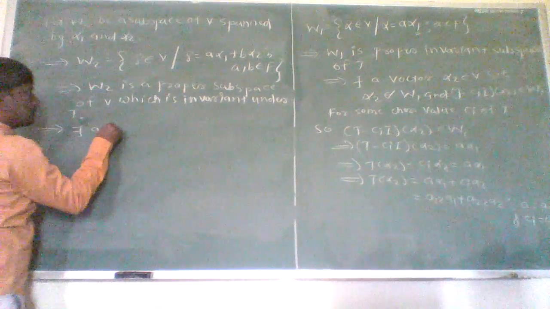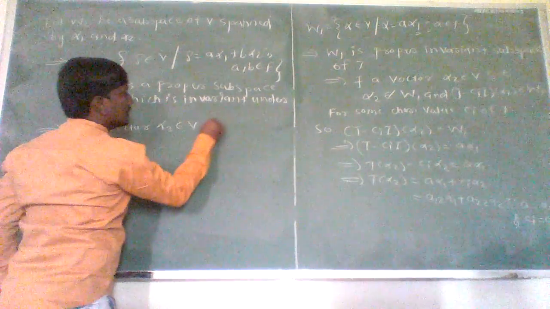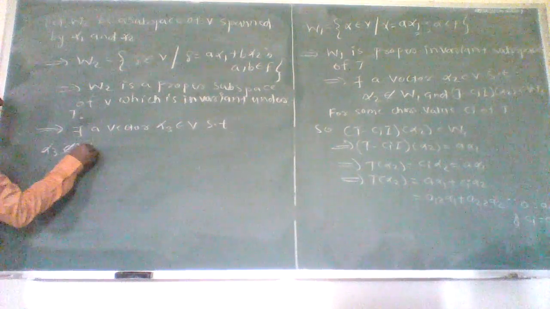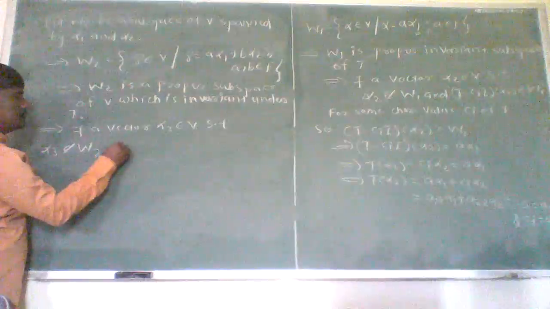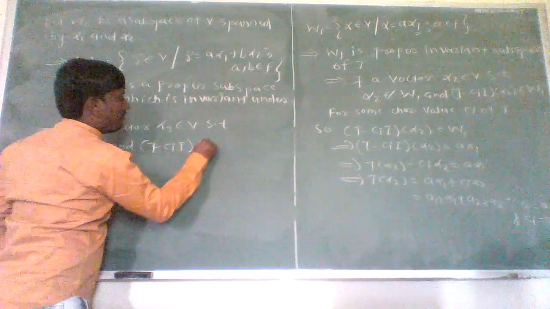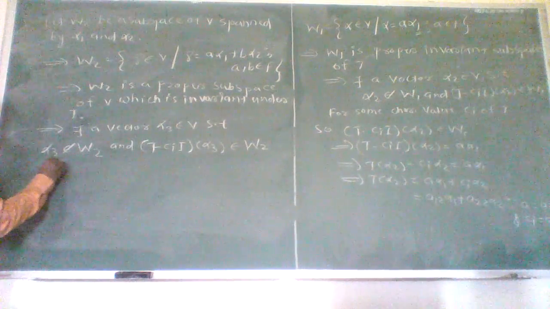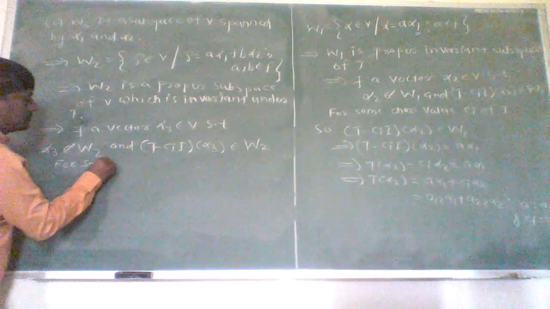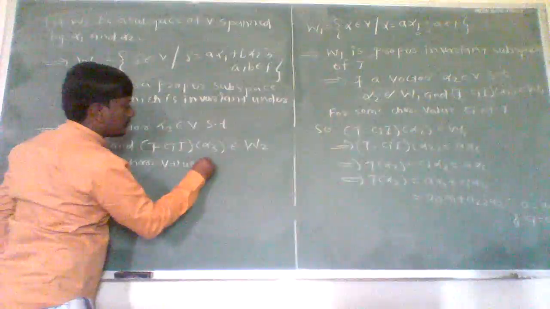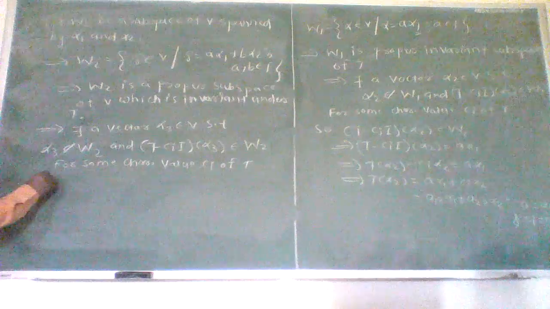there exists a vector alpha 3 belonging to V such that alpha 3 is not belonging to W2 and T minus Ci of alpha 3 is belonging to W2 for some characteristic value Ci of linear operator T.